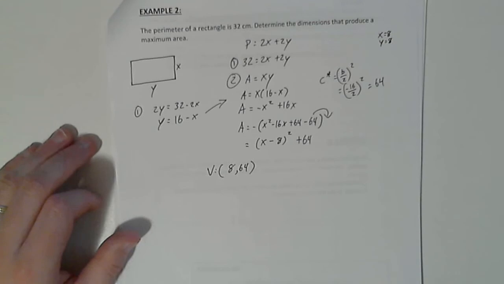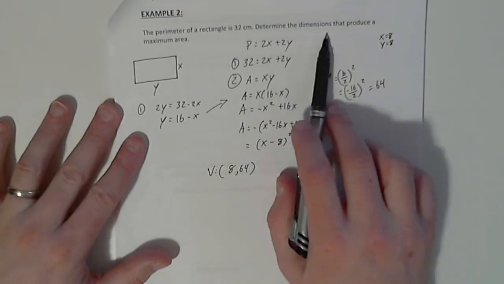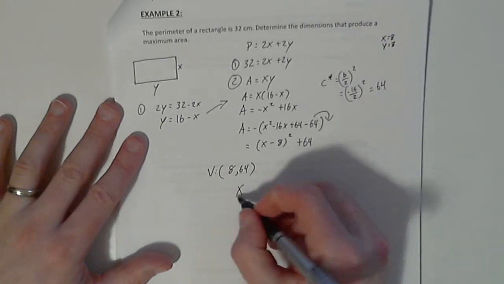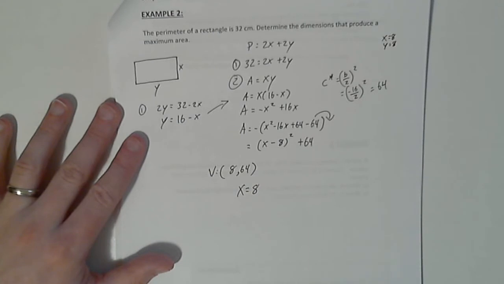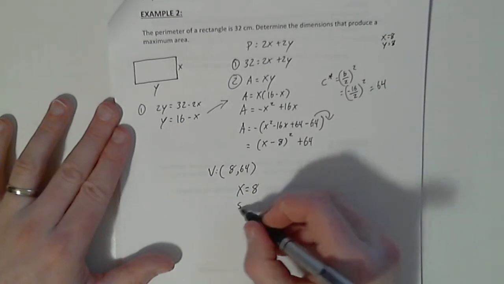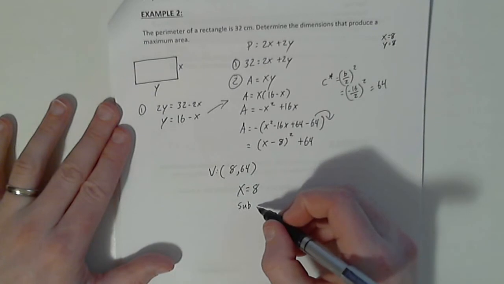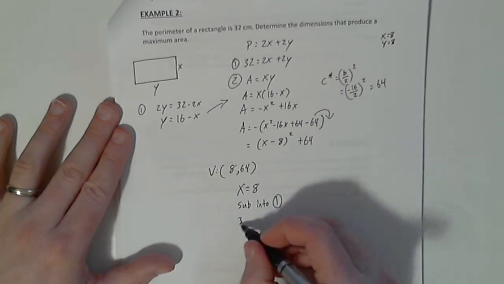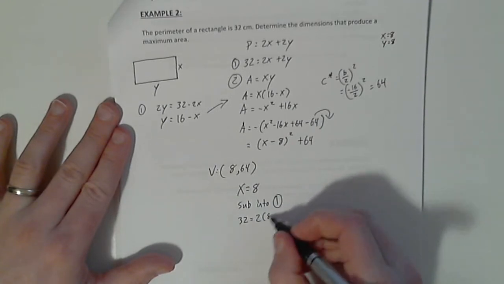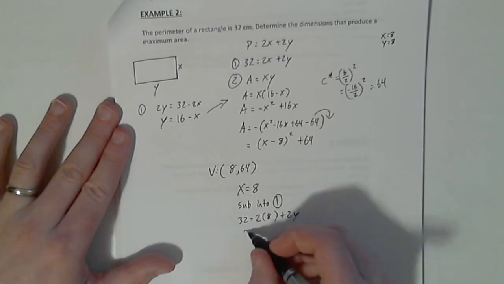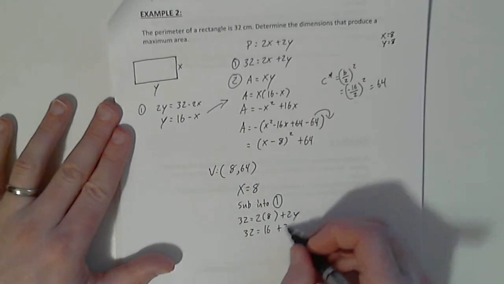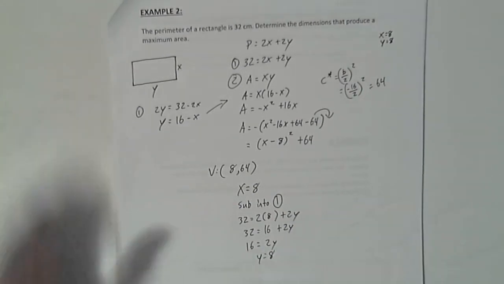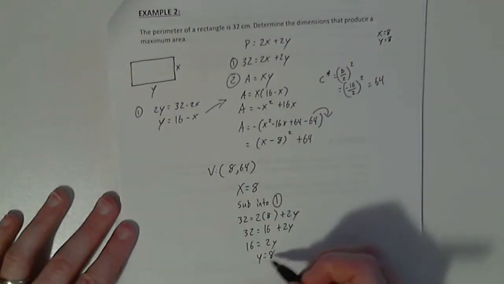So what does that mean? Determine the dimensions. Always be careful what the question is. We don't actually need to know what the area is in this question. So we know the x value has to be 8. So what is the y value? You can sub that into either equation. Let's sub it into 1. So 32 is equal to 2 times 8 plus 2y. 32 is equal to 16 plus 2y. So 16 is equal to 2y. So y is equal to 8. So indeed, x is 8 and y is 8.